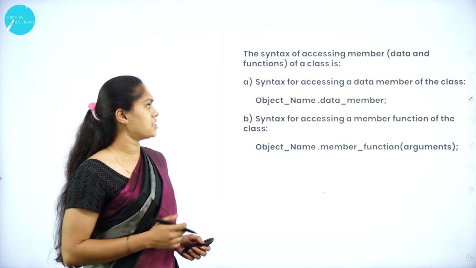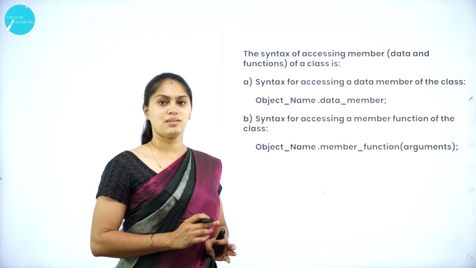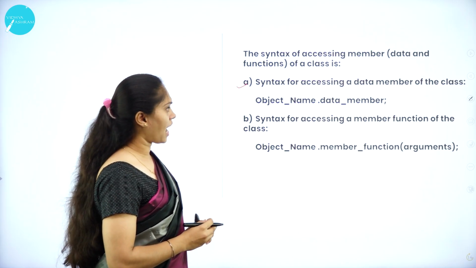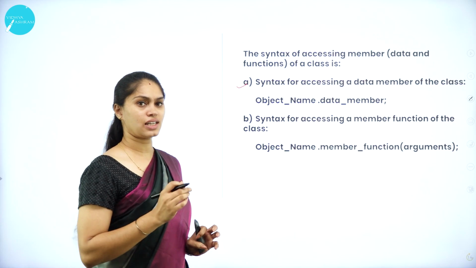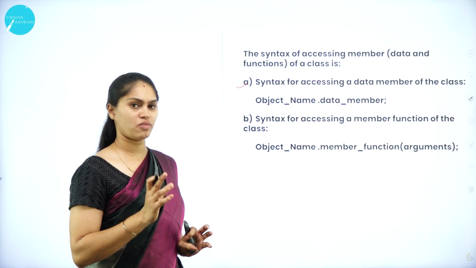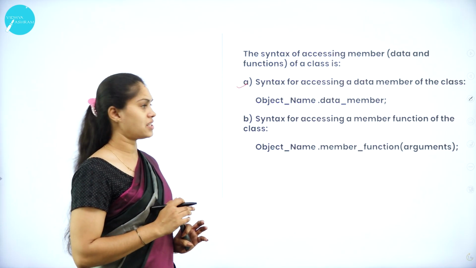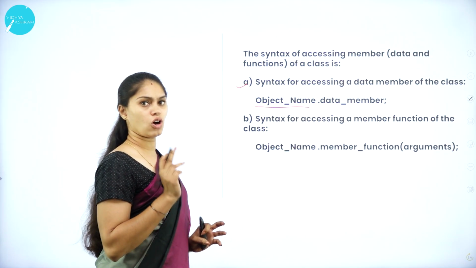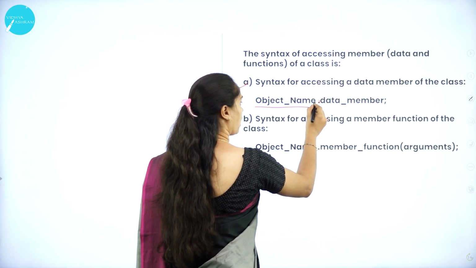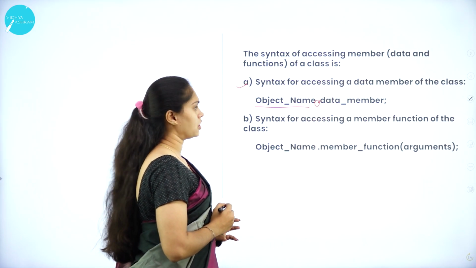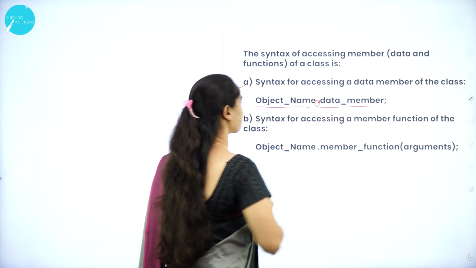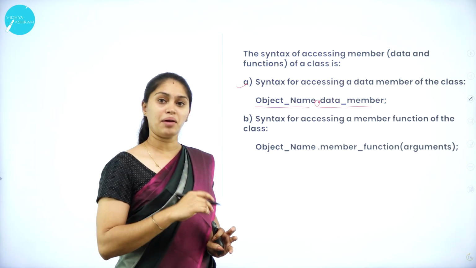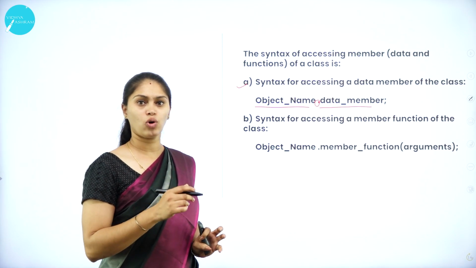Okay, here I have a syntax in order to access the members of a class. For example, the syntax for accessing the data members of a class. Data members are nothing but variables. How can I access those data members? With the object name. I need to specify the object name, then the dot operator, then the data member. For example, I have a class called operation. I am going to create an object OP.